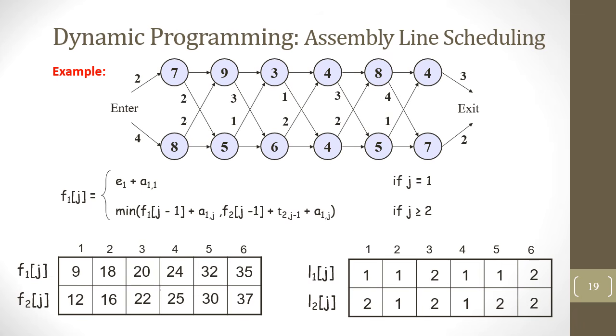The time to exit from line 1 will be 35, which is the time here, plus 3, which is 38. And the fastest time to exit from line 2 will be 37 plus 2, which is 39. So our F star will be the minimum of 38 and 39, which is 38, which we got from line 1. So our L star will be 1. So for this problem, the fastest way out is 38, and from the last station we are using line 1 to exit the assembly line.